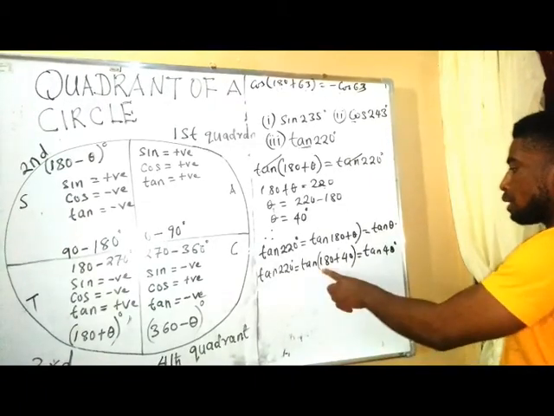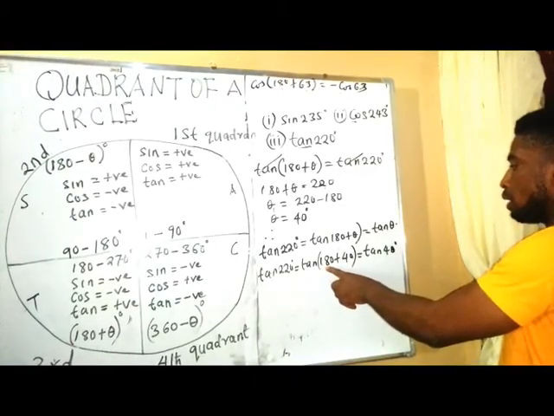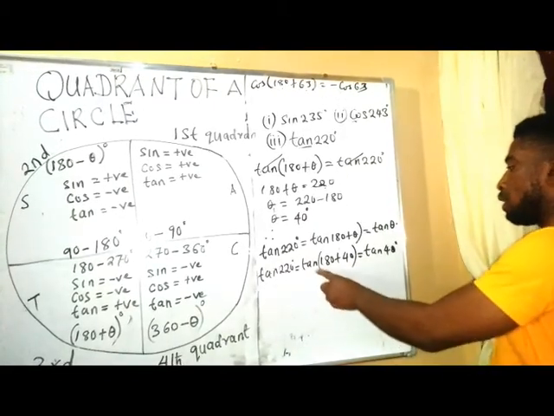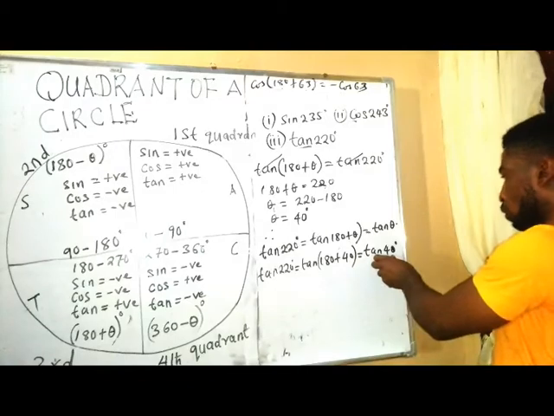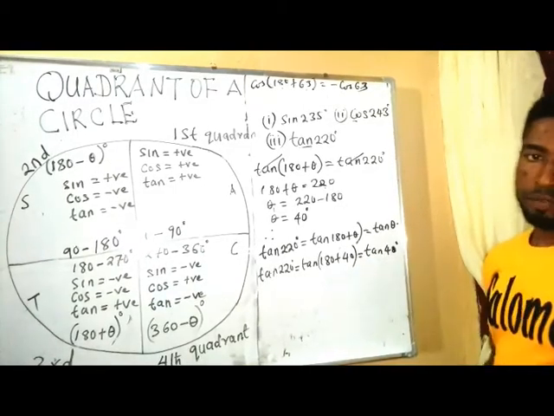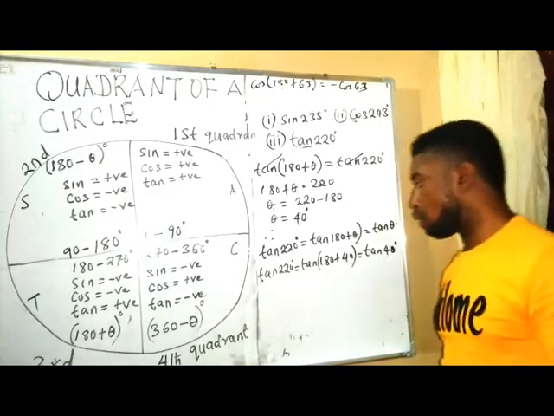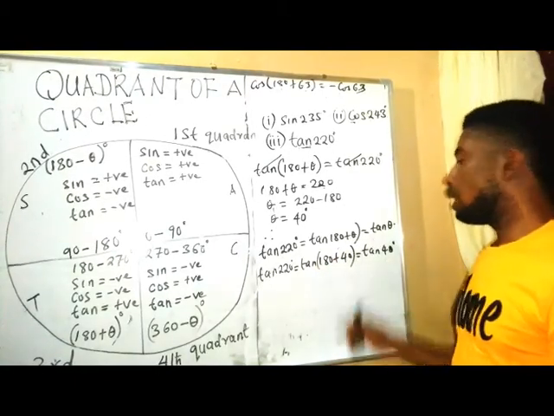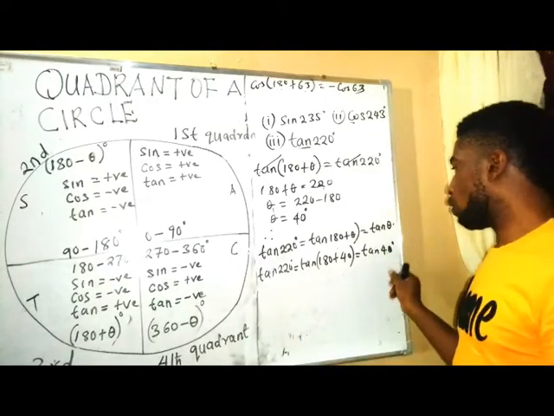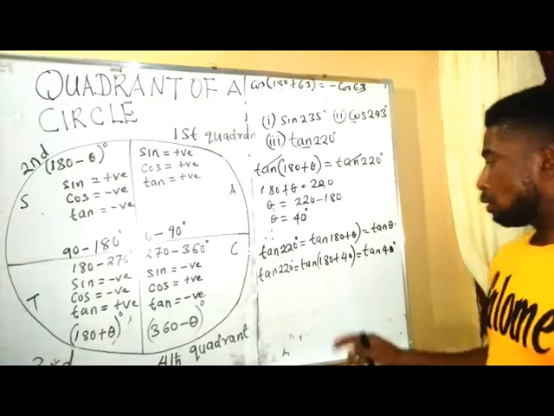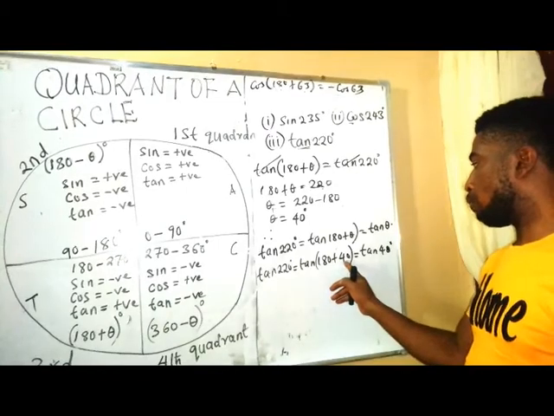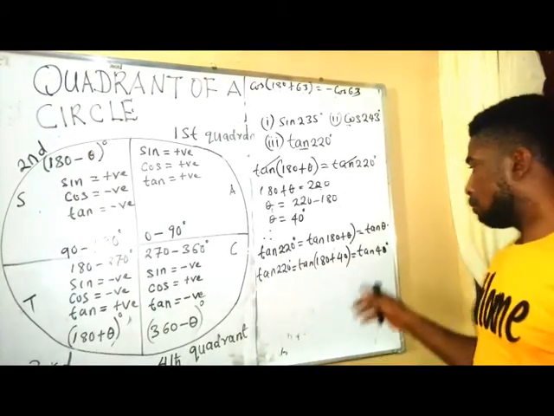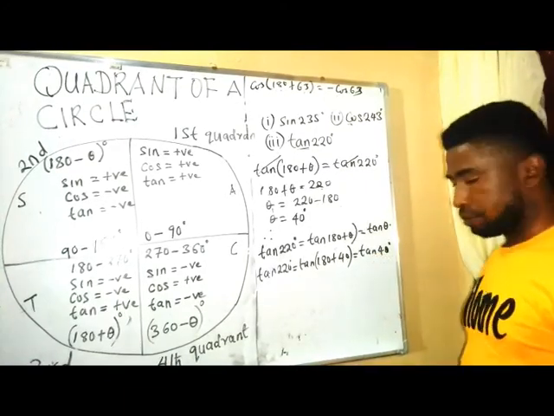That's why if you press 180 plus 40, it should give you 220. And that's why if you press tan 220, it will also give you tan 40. You can try it in your calculator. Press tan of 180 plus 40, and what you get will also be equal to tan 40. Just simply add 180 to 40 and then press tan. Whatever you get will be the same answer as when you press tan 40.